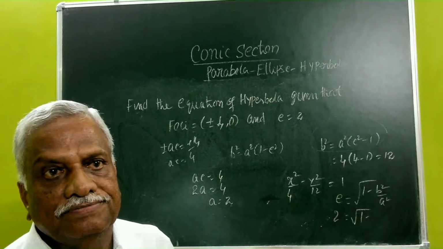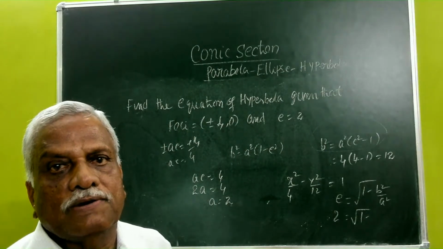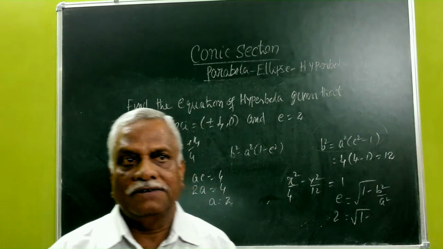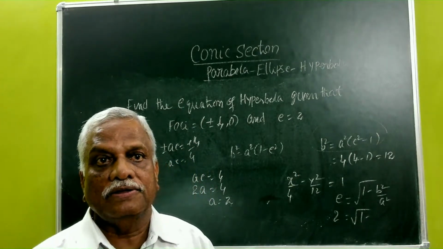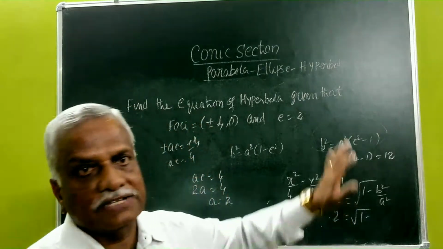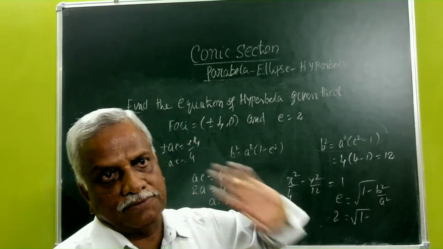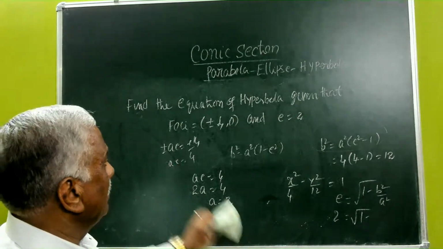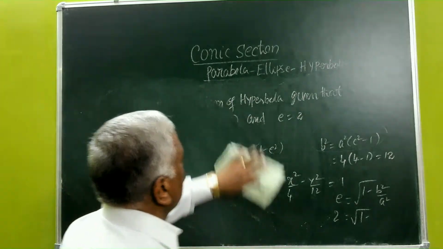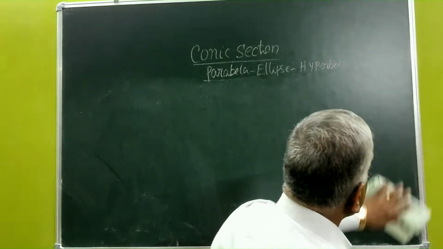An additional result: b square is equal to a square into 1 minus e square if it is for ellipse. For hyperbola, b square is equal to a square into e square minus 1. That is for the standard form. Supposing it is the second type, interchange a and b.